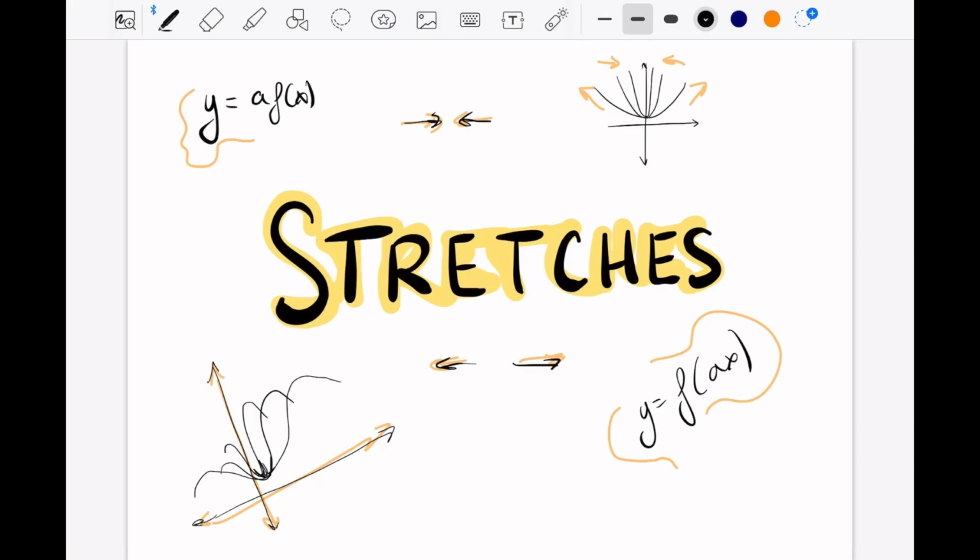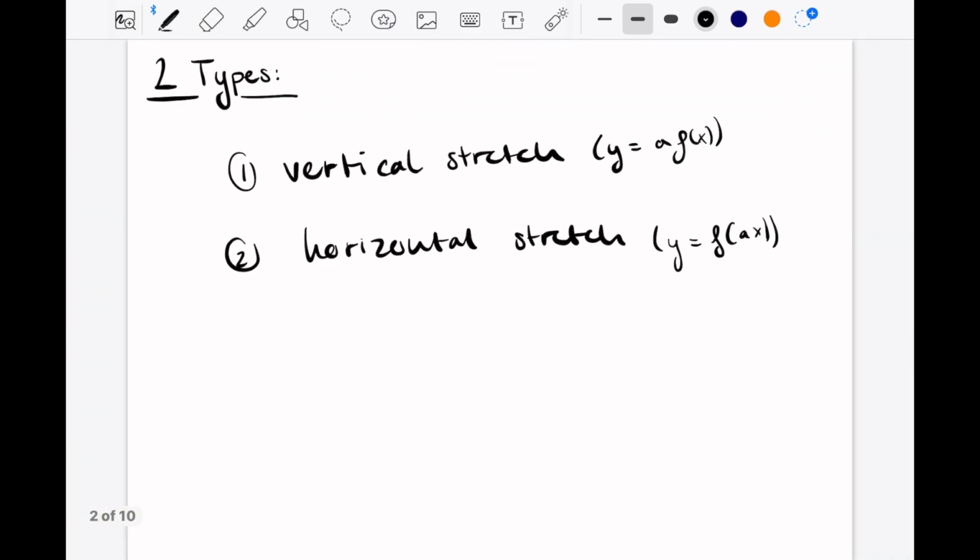And this week I'll be talking about stretches, horizontal and vertical, and I'll be looking at how they are algebraically and graphically represented. So let's start off with the two types of stretches. First of all, we have a vertical stretch, which is represented by y equals a factor times f of x, but we also have horizontal stretches, where y is equal to f and the factor is multiplying the x inside the brackets, and soon we will see what the difference between the two is.